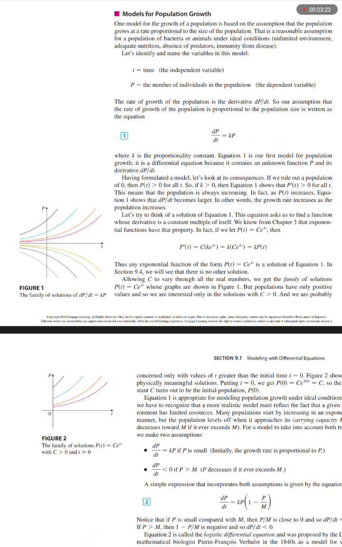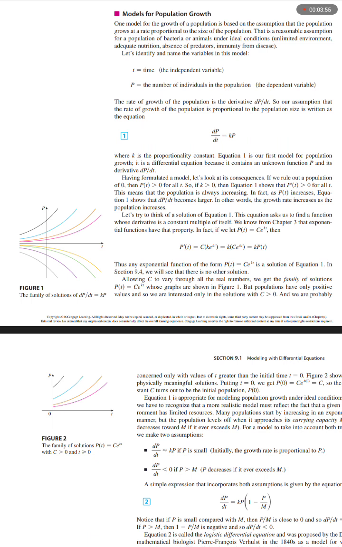Thus, any exponential function of the form P(t) equals C times e to the power kt is a solution of equation 1. In section 9.4, we will see that there is no other solution. Allowing C to vary through all the real numbers, we get the family of solutions P(t) equals Ce^(kt), whose graphs are shown in figure 1.